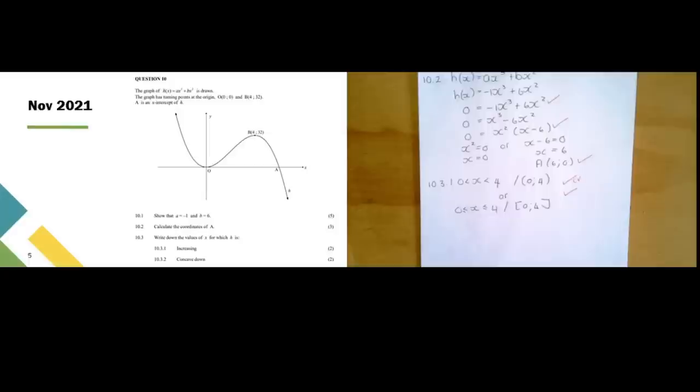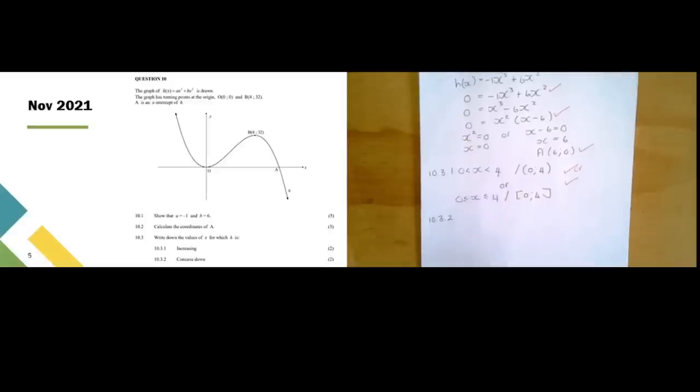Question 10.3.2. They're asking me, for which values of x is h concave down? Once again, grade 12, we do have a separate video on concave up and concave down you are welcome to go and look at. What do I know about concave down? It's where my second derivative is smaller than 0. So let's go write down what do we know.